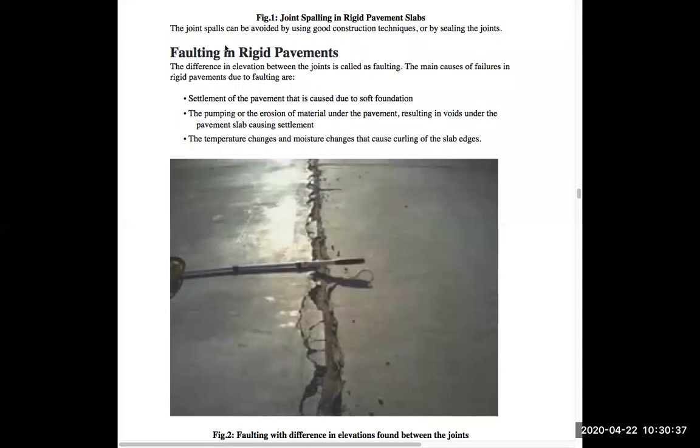So regarding remedial measures, in most of the failures in rigid pavements, repair techniques are very rare. One of the major disadvantages of rigid pavement is complete removal of the slab. Reconstruction is the only remedial measure. Apart from maintaining the joints and sealing of joints, we don't have any remedial measure. You can see the point here: joint spalling can be avoided by using good construction techniques, by sealing the joints.